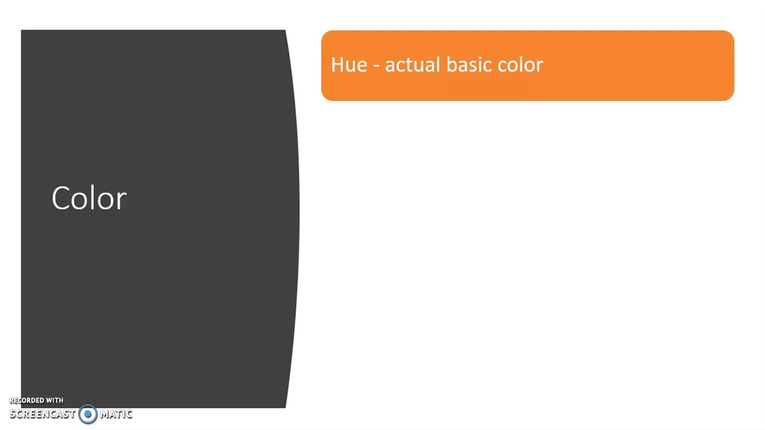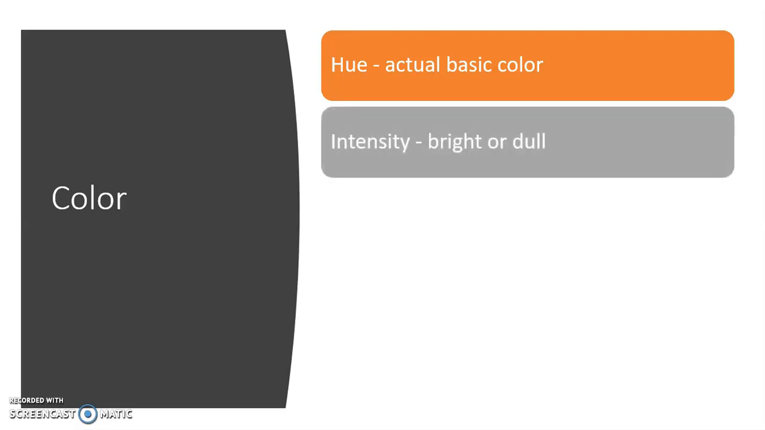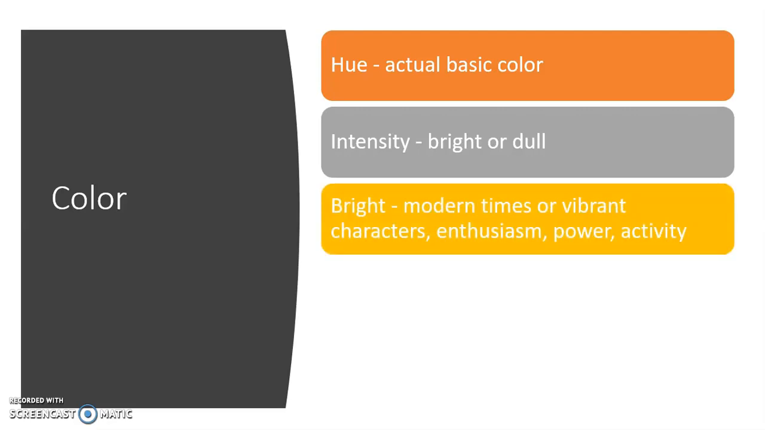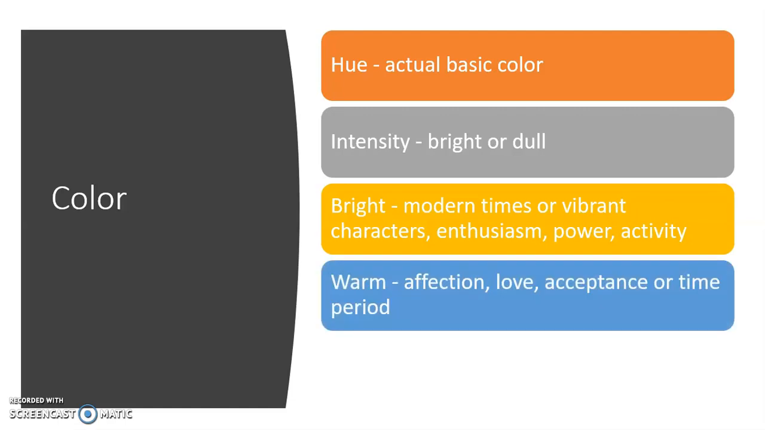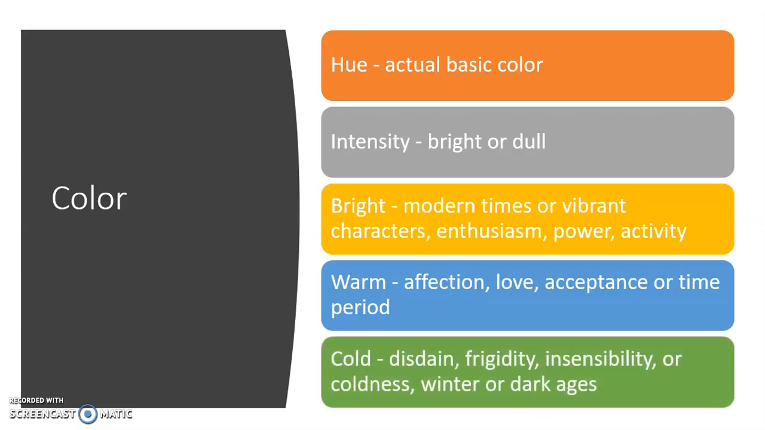Color. When we're talking about color, we talk about hue, which is the actual basic color, yellow, green, red. The intensity of the color, brightness or dullness, a very bright, shiny yellow carries a very different feel to it than a very dull and muted yellow. Brightness, modern times or vibrant characters, enthusiasm, power, activity. Warm colors tend to show affection, love, acceptance, or time period. Cold colors tend to communicate disdain, frigidity, insensibility, or coldness, winter or dark ages.